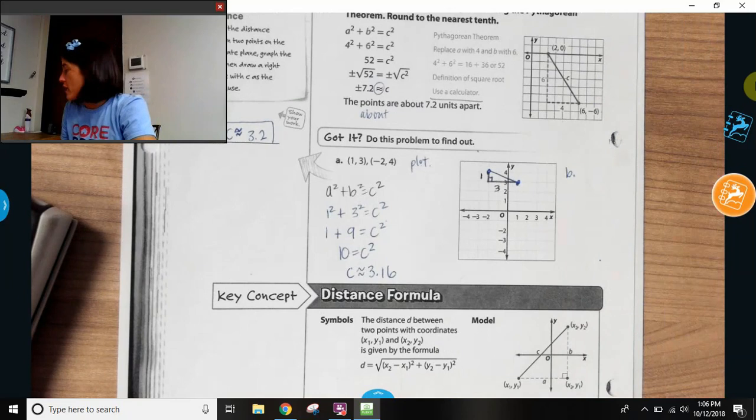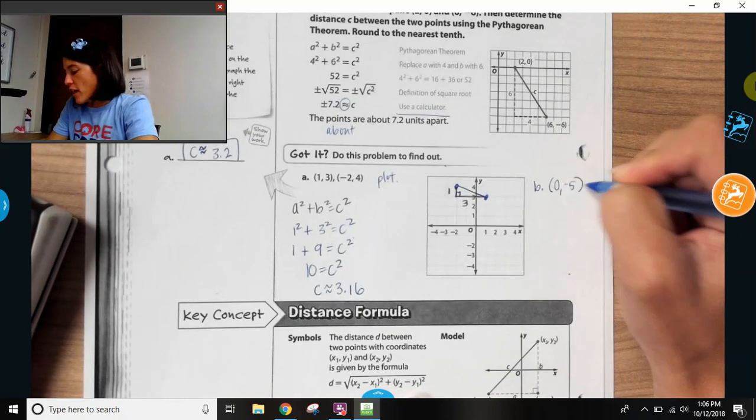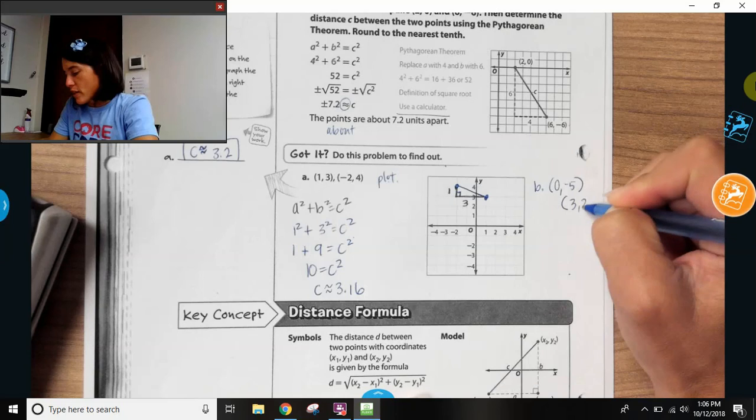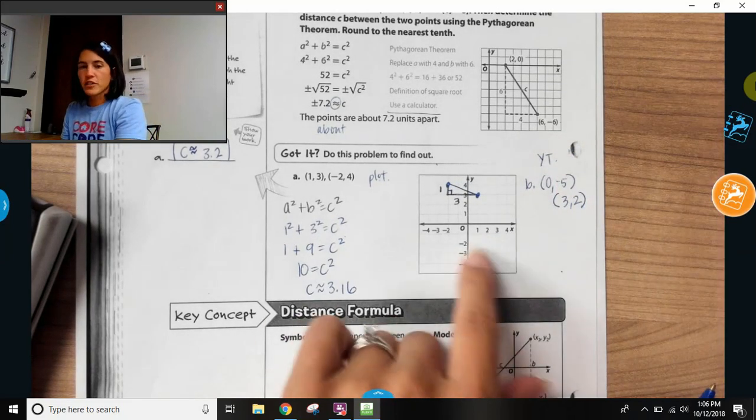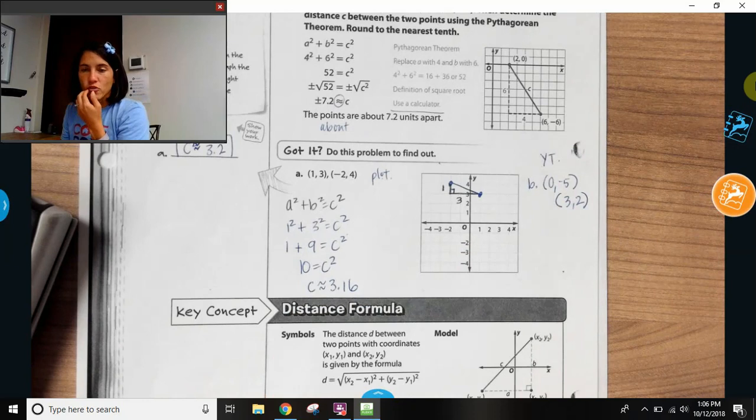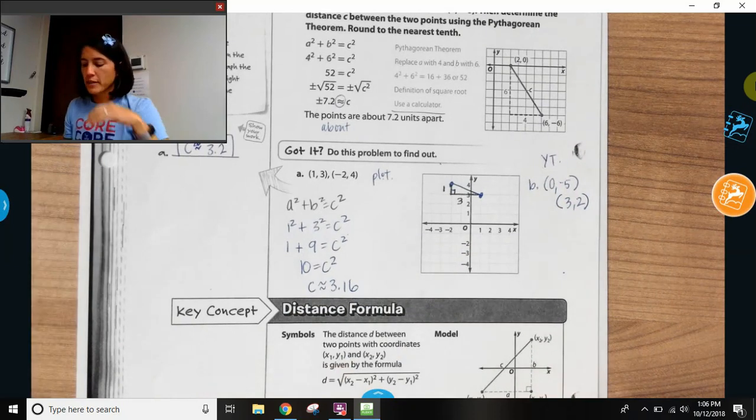All right, now there's not another example, so I'm making up an example for you over here. We'll call this B, and plot these 2 points, (0, -5) and (3, 2). So here's a try for you. Just plot it on this grid. Use the same grid. Plot those 2 points and draw your right triangle, and then pause it, and when you're ready to see the answer, press play.